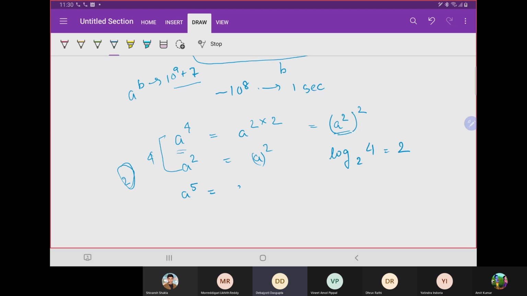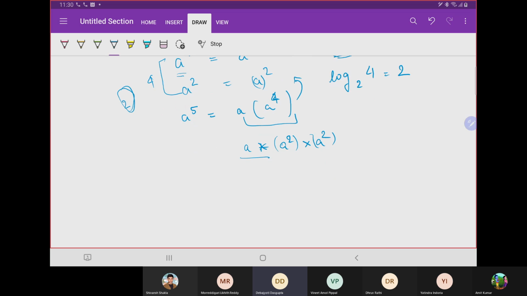Again, but what would have happened if the power was odd? If the power was odd, I can just take one number a out and write the rest as a power 4 and follow the similar process. So this was basically computed in the same step. We were doing a into a square into a square. Right, so this is one step. The number of steps didn't increase, only the product calculation increased.